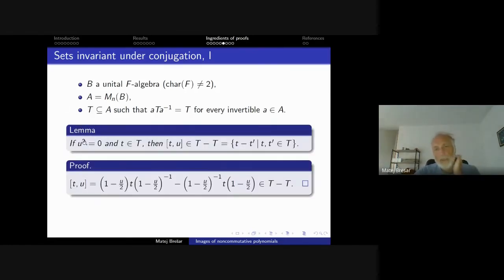The first lemma is very easy. This is the statement, and this is the whole proof. But somehow it reveals the main idea on which the proofs of the results are based. So if we have a square zero element, and recall that square zero elements play an important role here, then the commutator of any element from T with this element U lies in T minus T. So you can think of f of A minus f of A here. And that's the proof. This is a triviality.